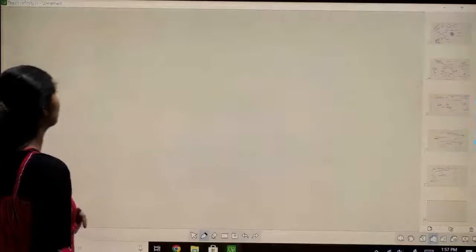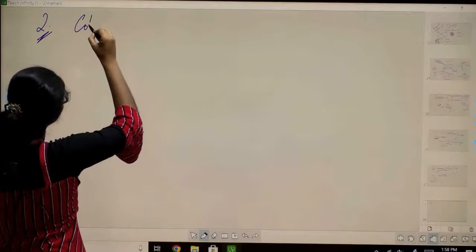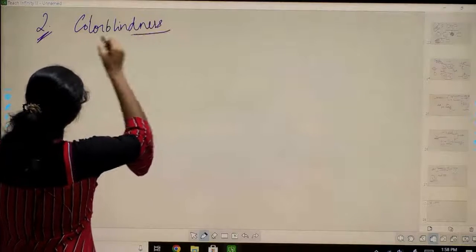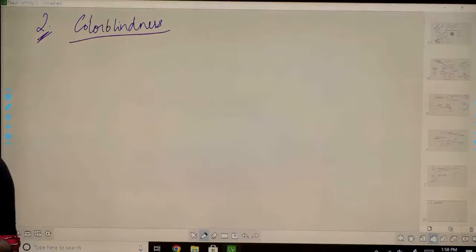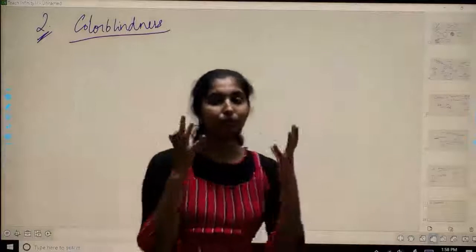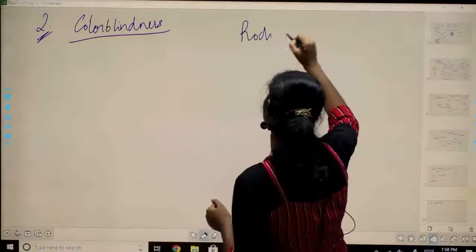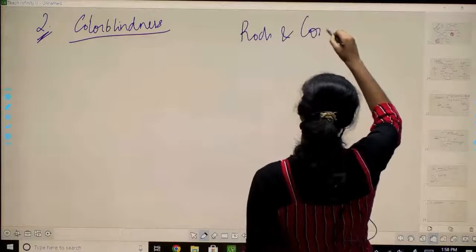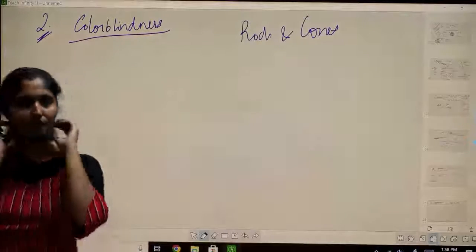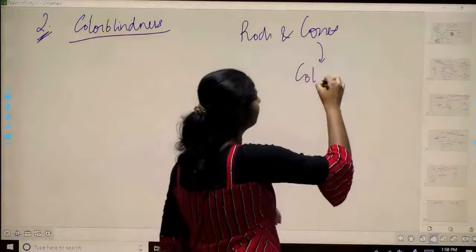Let's move on to the second disorder, that is color blindness. Color blindness is again an example of an X-linked recessive disorder. In our retina, for the perception of light, there are different photoreceptor cells. These photoreceptor cells are your rods and cones. Rods are responsible for vision in dim light or night vision, whereas your cones are responsible for color vision.